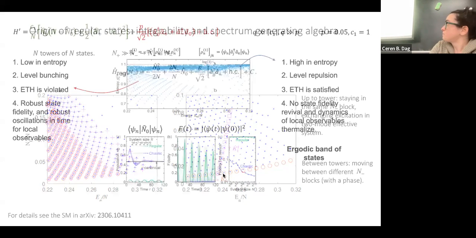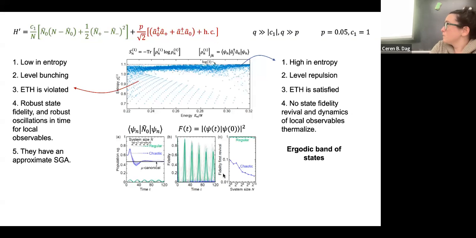So all in all, I showed you certain criteria for what we call regular states, but they're also criteria for QMBS, quantum many-body scars. It checks boxes for all of them except one, which is that these regular states are not disappearing in the thermodynamic limit. They're not zero measure, and they are associated with stable periodic orbits, and that's why we call them regular states.